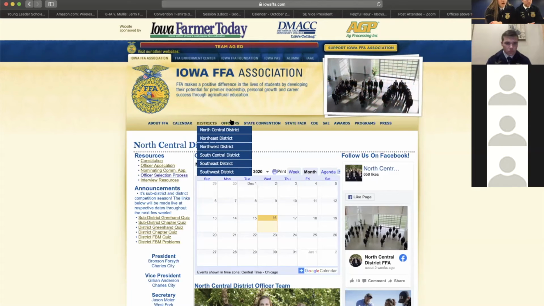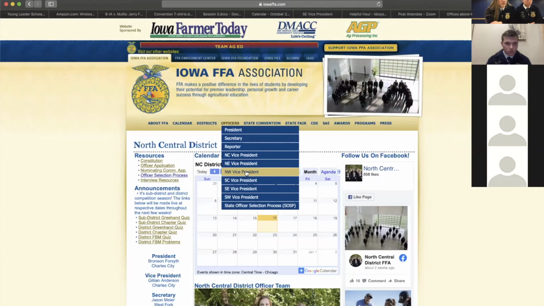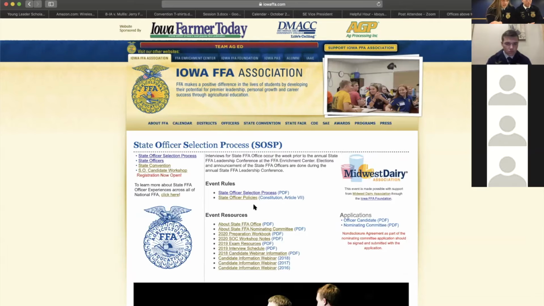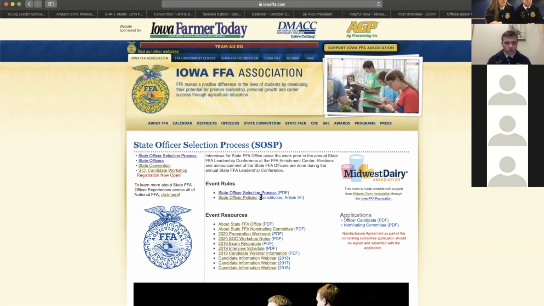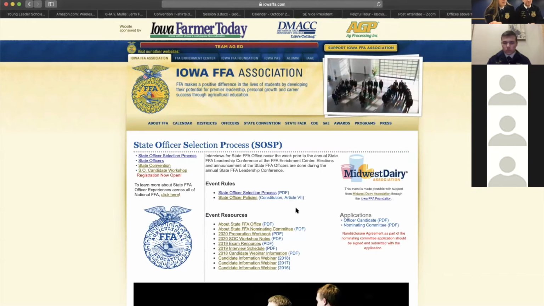And then for state office, under officers, you go under the state officer selection process, and there is a lot more here. There is a workshop that is getting held January 9th this year with IAT, all about the state officer selection process. That's very beneficial to go to, and they'll go through a lot more than what we're going through tonight, but this is just where you can find all the information.